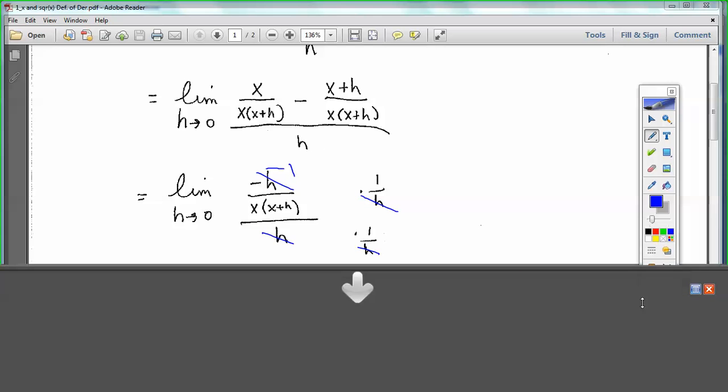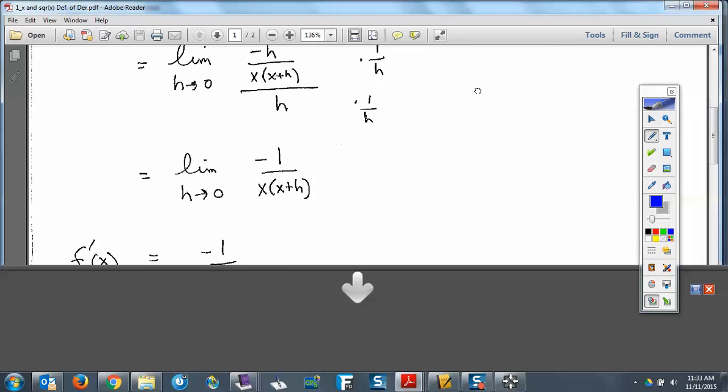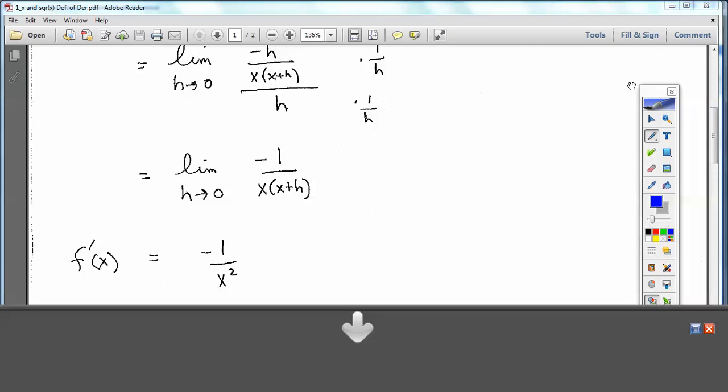Okay, so we cancel those h's, and we end up with that. Now we can put a 0 in for h. So down here we just get x times x, which is 1 over x squared.